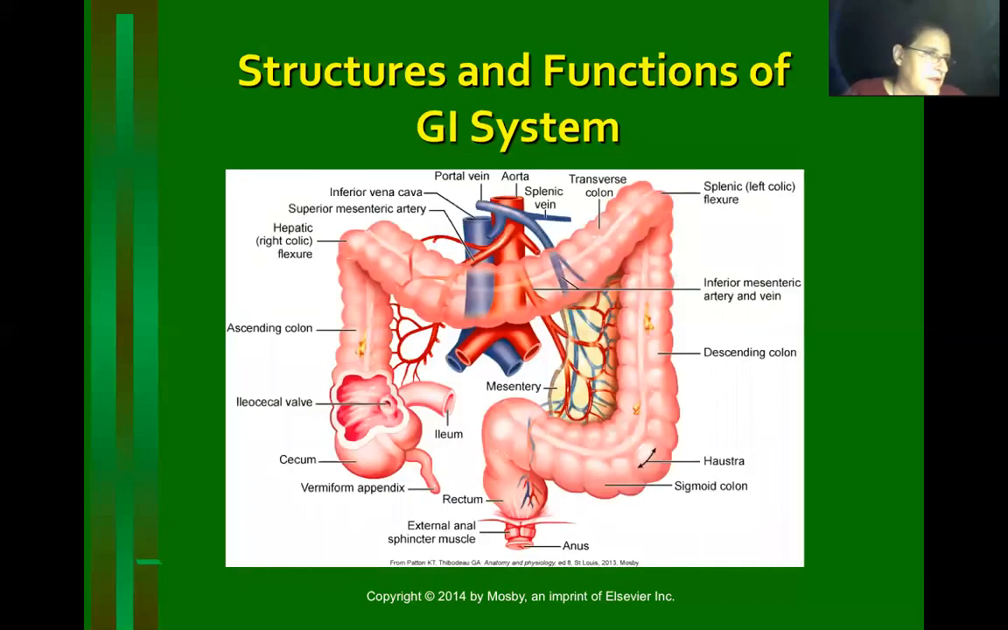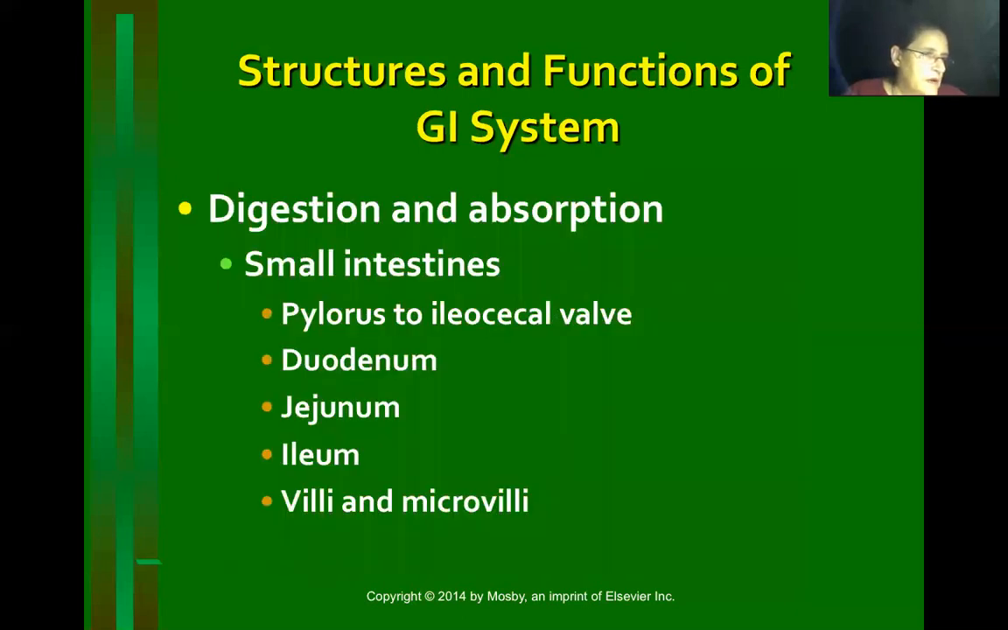We're going to slide by this picture because that should be a picture of the small intestine, and it's not. All right, so the small intestines are used to digest and absorb. They're made up of the pylorus and the ileocecal valve, the duodenum, the jejunum, and the ileum, and then the villi and the microvilli. The ileocecal valve prevents reflux of the contents of the large intestine.